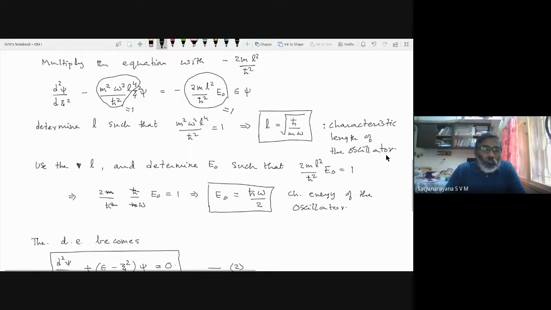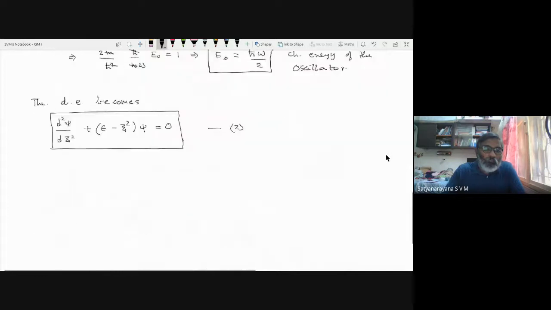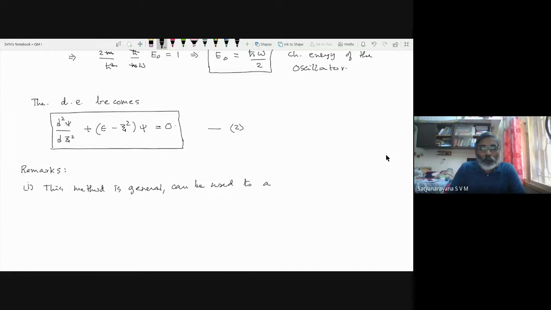Now I wanted to tell you this is a very general procedure. So some remarks I wanted to make here. Remark 1 is that this method is general and can be used for any differential equation.